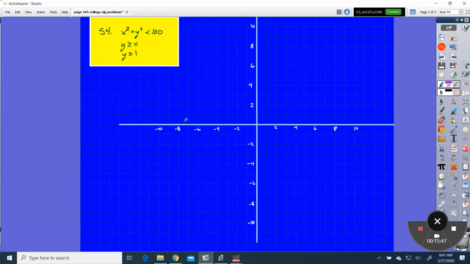Now the next one. So it says x squared plus y squared. Hopefully that triggers in your brain, oh yeah, this is a circle. It's a squared and a squared. There's no fractions, so it's not an ellipse. Square root of 100 is 10. So I start at 0, I go up 10, right 10, left 10, down 10. Make a big circle.